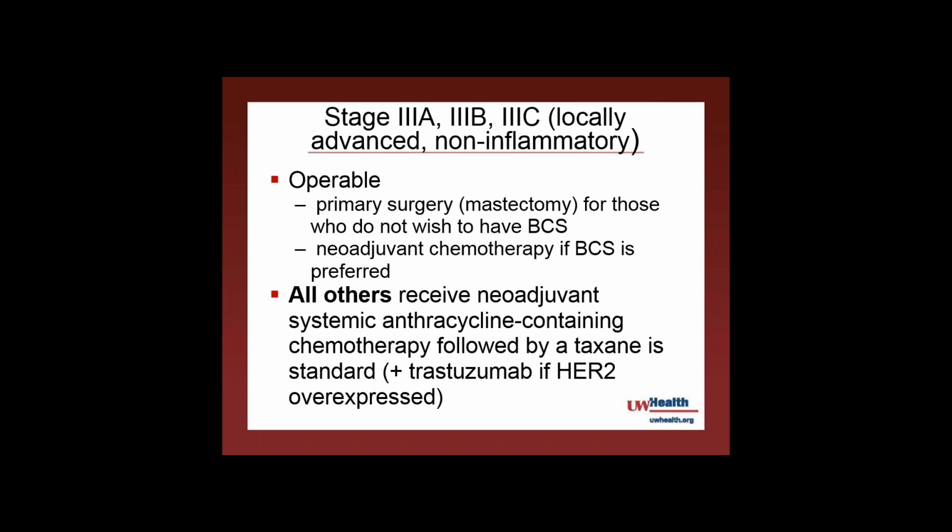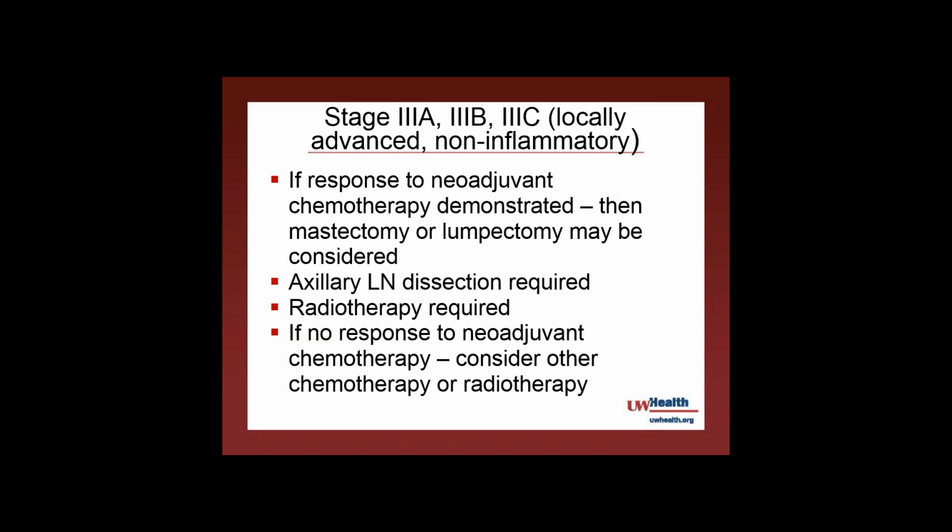So we see a lot of neoadjuvant chemotherapy, which is chemotherapy before their surgery. And the neoadjuvant chemotherapy generally is anthracycline-containing chemotherapy, although there's new data with pertuzumab, which I'll get to, followed by a taxane is standard. And you give trastuzumab if HER2 is overexpressed.